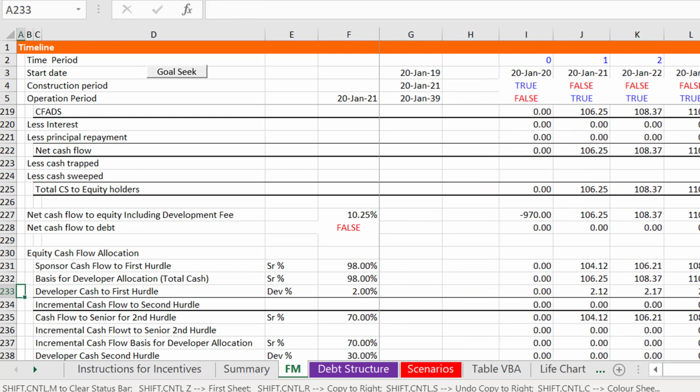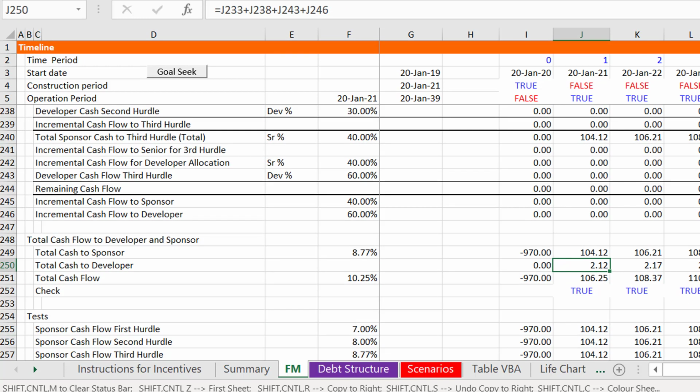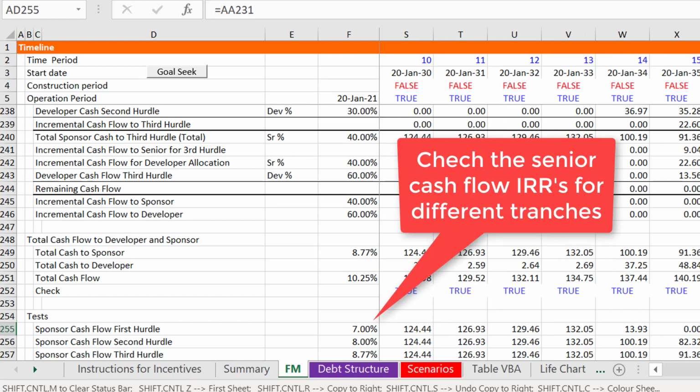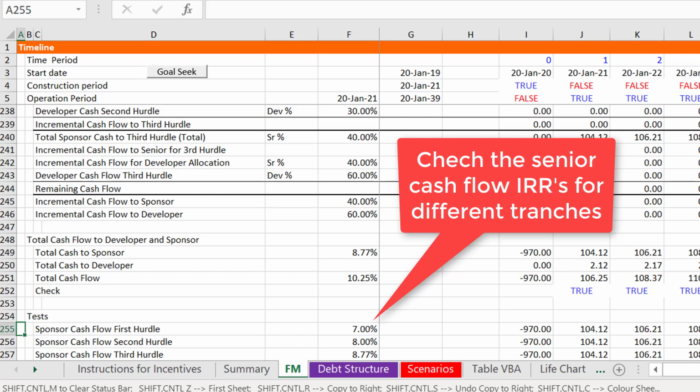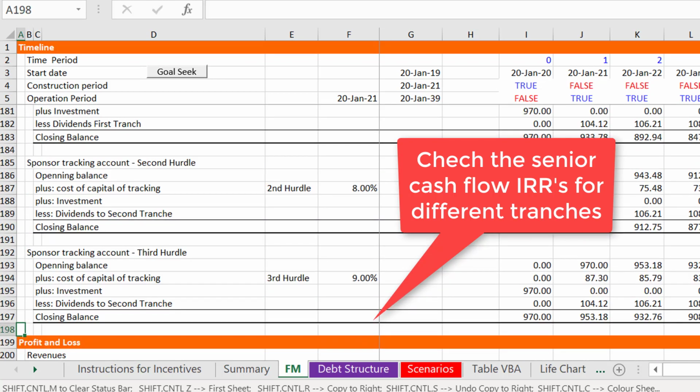So now when I go downstairs, we've changed a little bit. The senior only gets the 104, so we took this out of our pocket. Here is the senior, and we only get 104, and then eventually we stop, and we still get to the 7%. Okay, now let's go to the second hurdle.